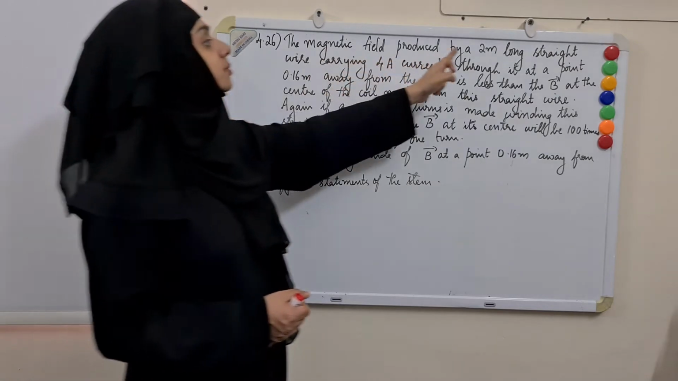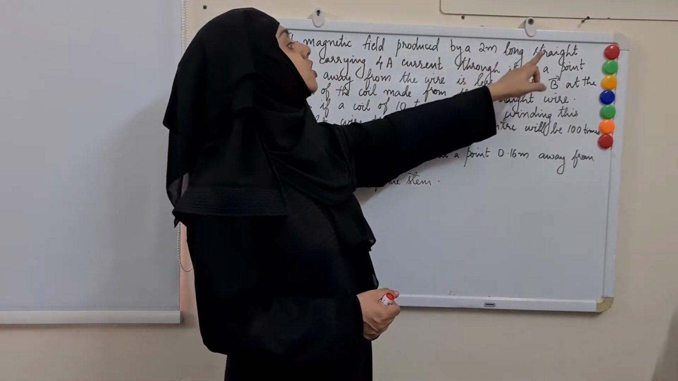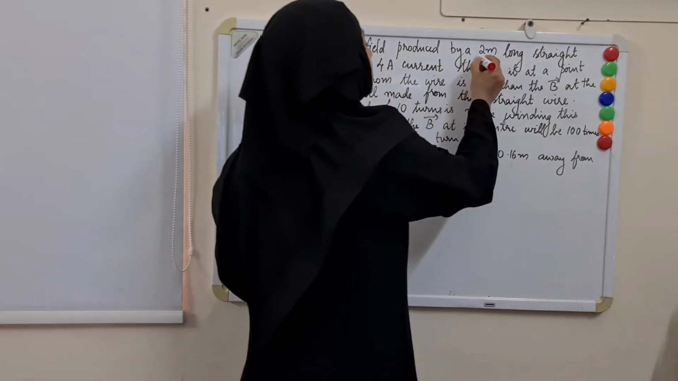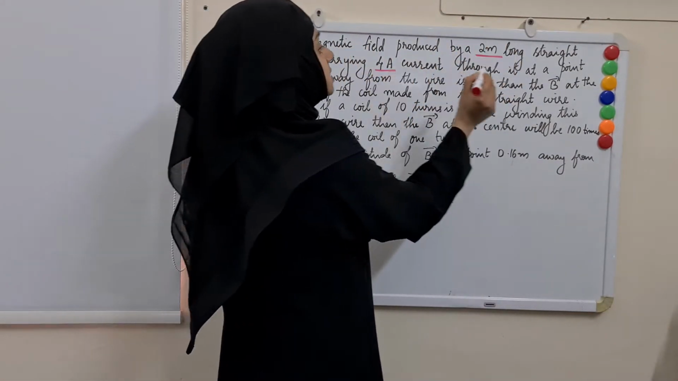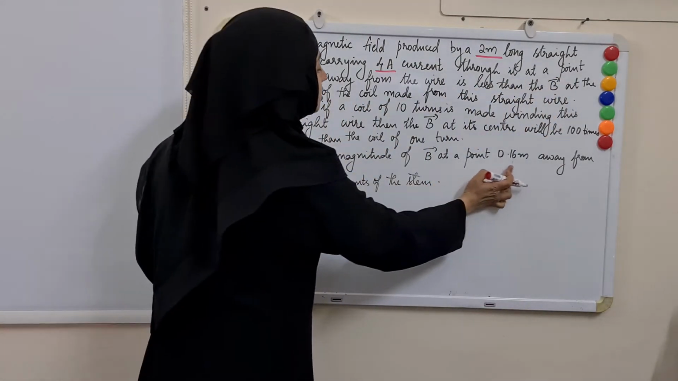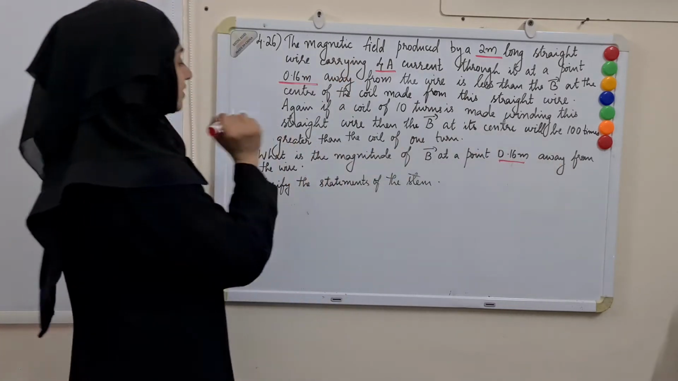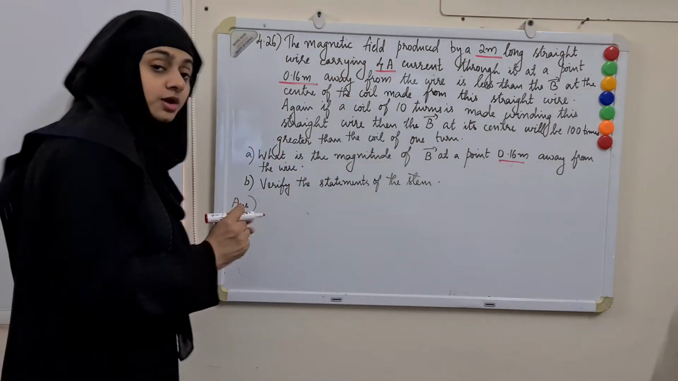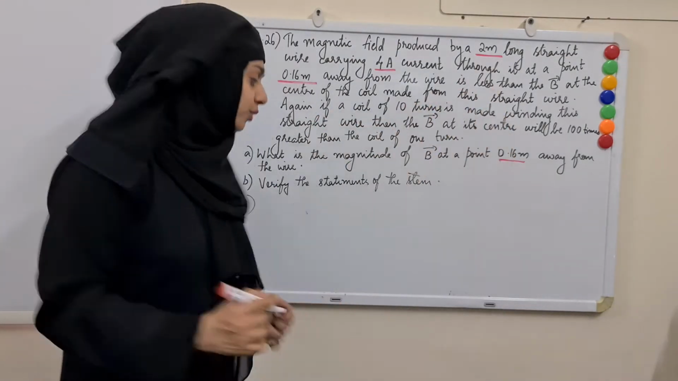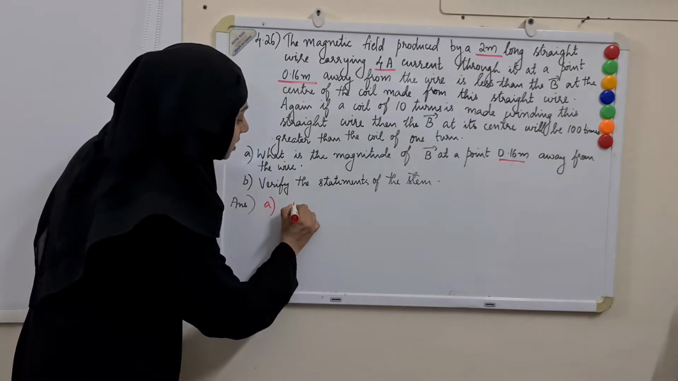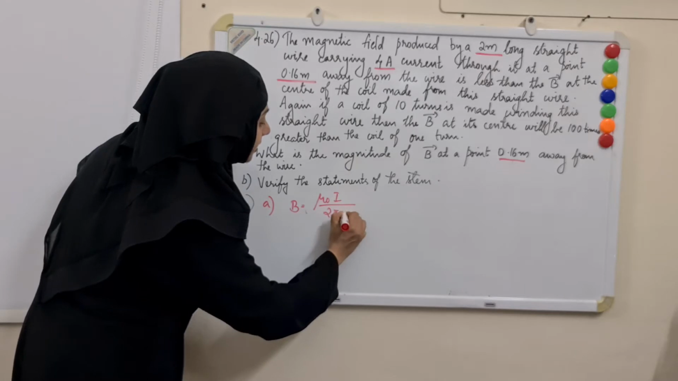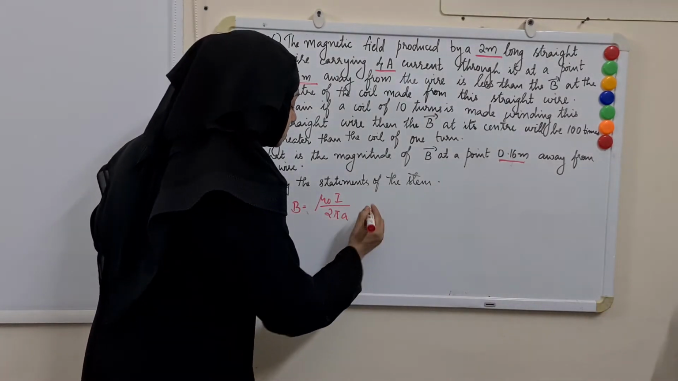What is the magnitude of magnetic field at a point 0.16 meter away from the wire? So the magnetic field produced by a 2-meter long straight wire carrying current 4 ampere. So the length of the wire is given, current is given. We have to find the magnetic field at a point 0.16 meter away from the wire. We know that the magnetic field due to a straight current carrying wire B is equal to mu naught I by 2 pi a. So you can directly substitute the values.